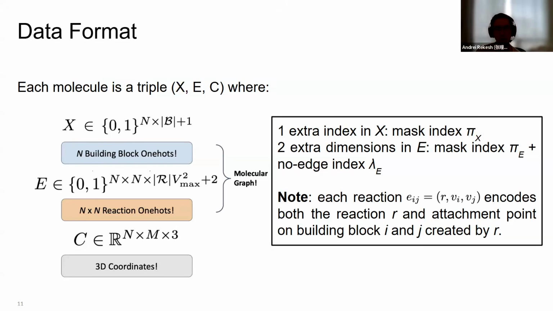We encode the reaction center on building block 1 and the reaction center on building block 3, just to make sure that our graph representation fully specifies the molecule without any ambiguity. And of course, we maintain 3D coordinates as well. This is reasonably straightforward. M is the upper bound on the total number of atoms in any molecule in our data set. I'll get into how that's constructed a little bit later.